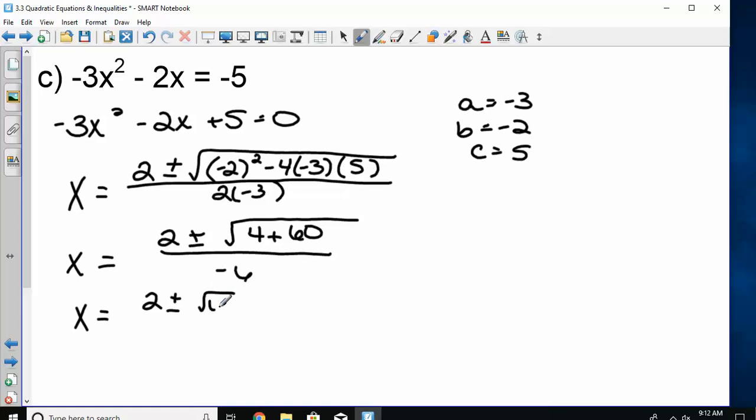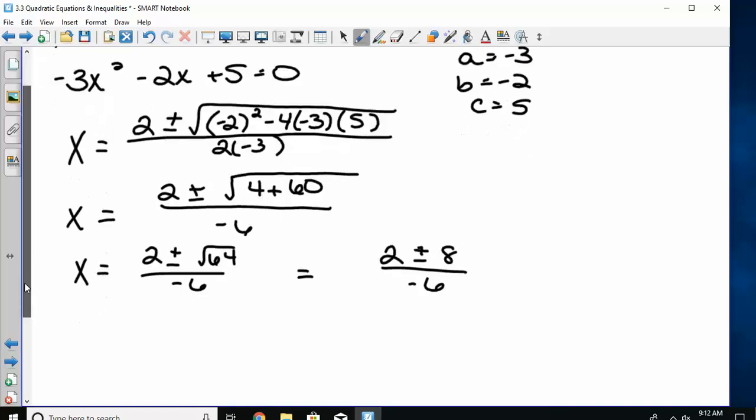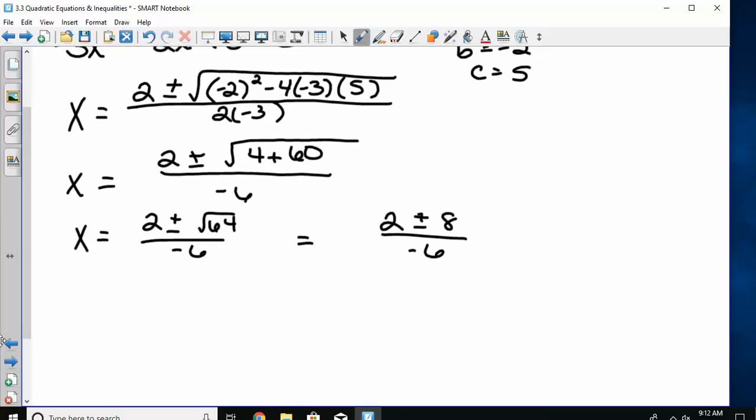I get the square root of 64. What is the square root of 64? 8. Okay, can I just make this like 10 over negative 6 and negative 10 over negative 6? No, you have two separate problems. You have to do 2 plus 8 divided by negative 6 and 2 minus 8 divided by negative 6.